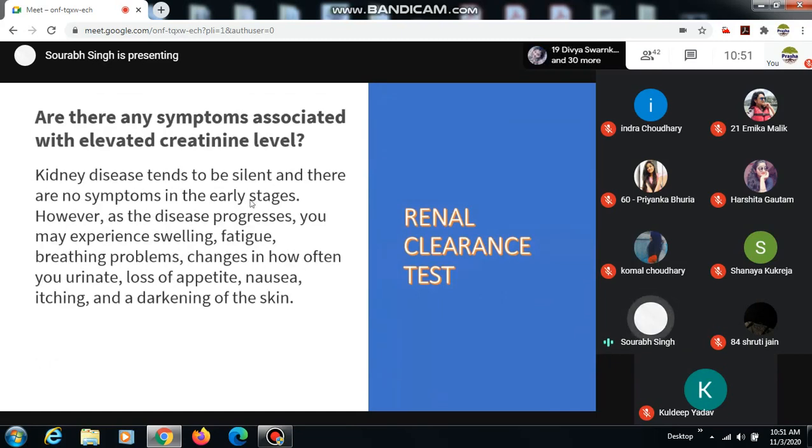Are they associated with elevated creatinine level? First of all, we must know that renal diseases aren't the kind of diseases which show symptoms very soon. So they are very much silent diseases, showing symptoms only when they are more developed or at a higher pathology. The symptoms which appear later on are changes in how often we urinate, loss of appetite, nausea, itching, and darkening of skin.